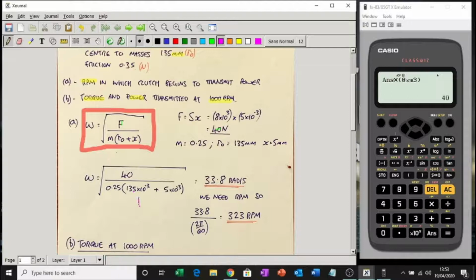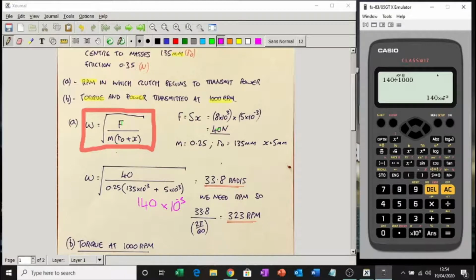So 135 plus 5 is 140, times 10 to the minus 3, because it's 135 mil plus 5 mil, which gives you 140 millimeters, and that's in meters. You can put that in, it just saves you a step on the calculator. So this will give us the angular velocity in radians per second.